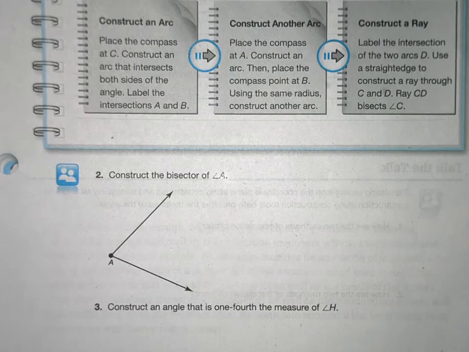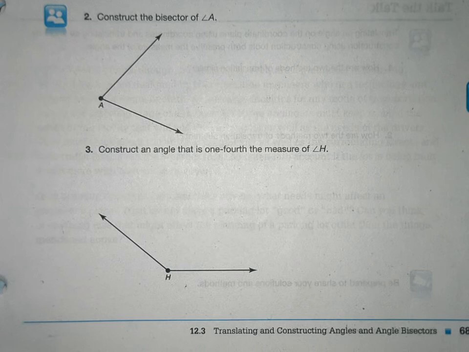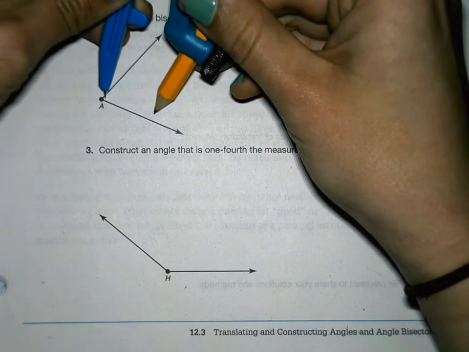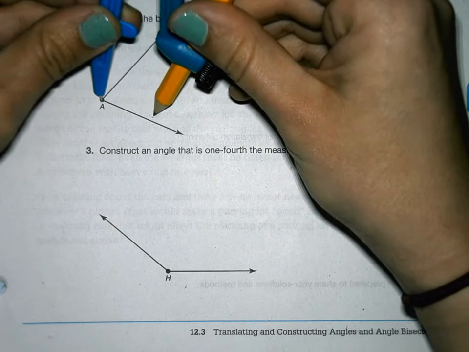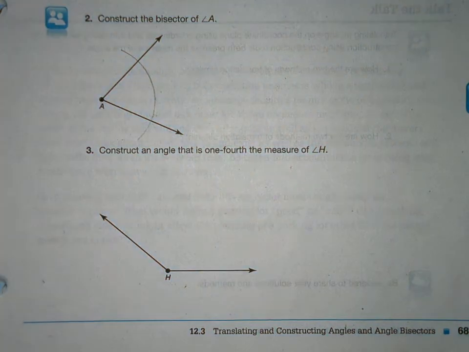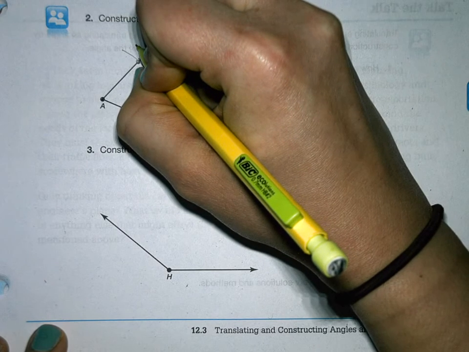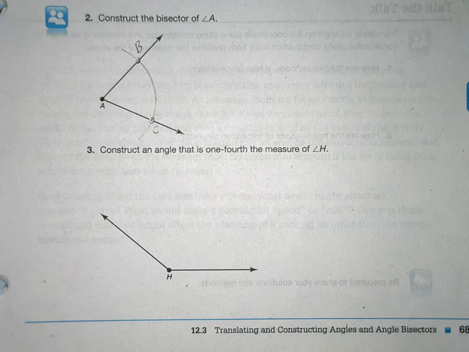So let's do this with number 2. We're going to construct a bisector of angle A. So let's open our compass. It doesn't really matter how wide. And we're going to draw an arc that goes through both legs of the angle. And let's label those points. Let's label them B and C, since we have an angle A.